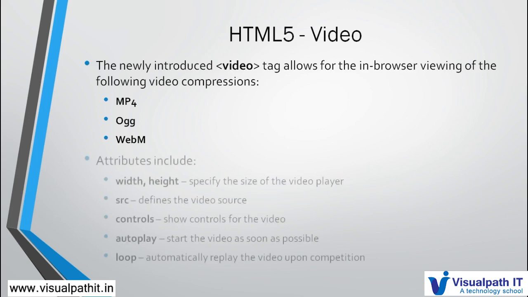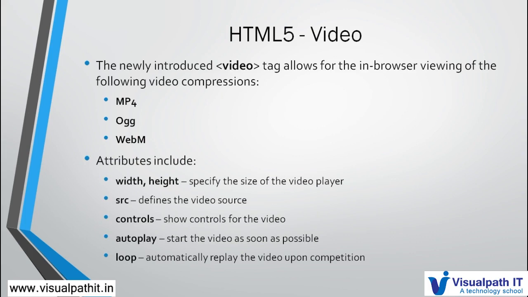Going next, the attributes include width and height, which specify the size of the video player, and next a source. For source, we are going to use src. The controls attribute shows the controls for the video. The autoplay attribute starts the video as soon as possible, and loop automatically replays the video upon completion.